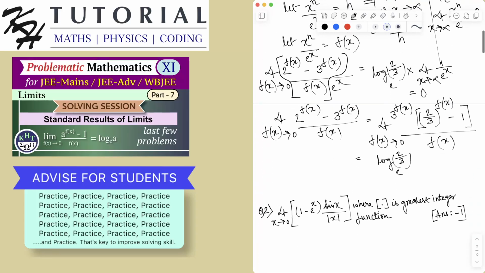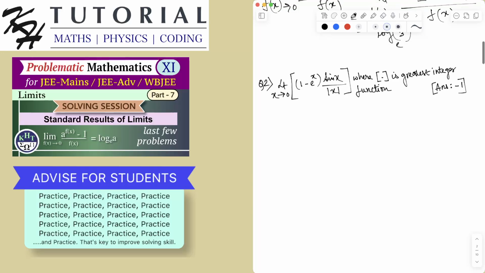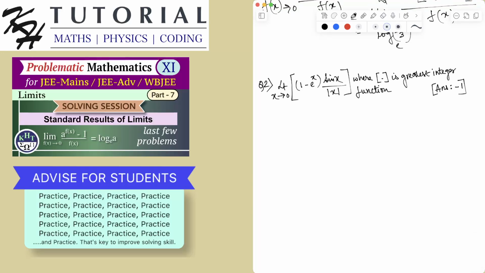Okay, let's see the next problem. Limit x tends to 0 of the entire function inside a box, that is the greatest integer function, of 1 minus e to the power x multiplied by sin x divided by mod of x. Now remember that limit x tends to a, whatever a be, of box of f(x) is always equal to box of limit x tends to a of f(x).